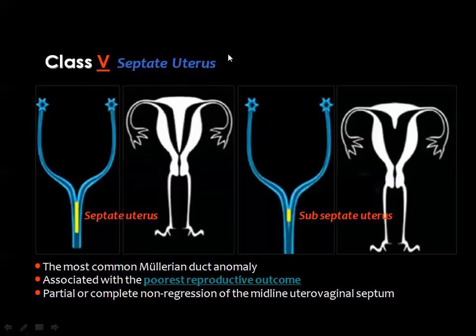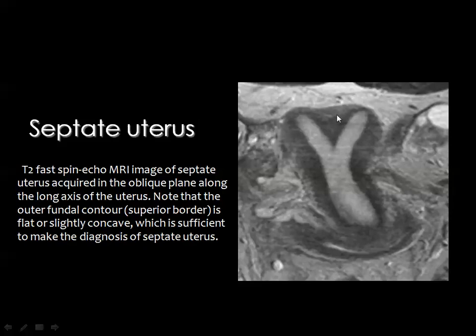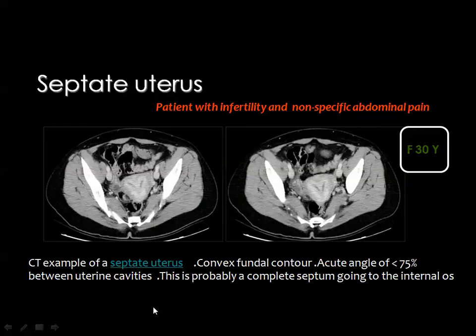This type of uterine anomaly, according to the literature, has the poorest reproductive outcome. And here you see a cleft which is less than 1 centimeter from the uterine fundus, and this is what we call the subseptate uterus, and this is also subseptate uterus. You see a cleft within the uterine cavity dividing the cavity into two. Then there is fusion of both cavities into a single cervical canal.